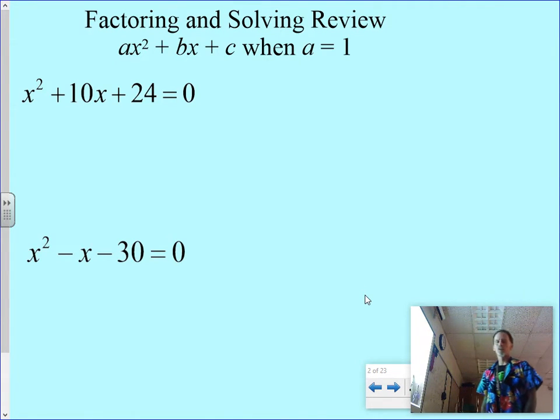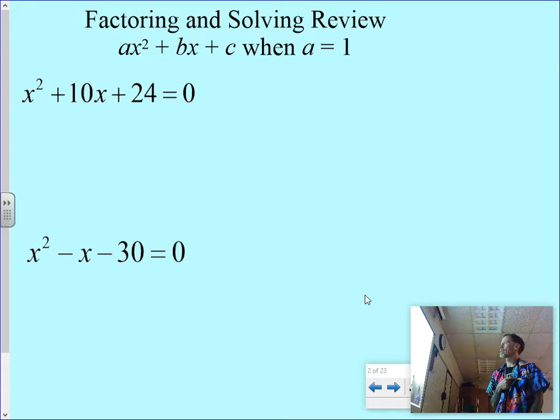Just wanted to run through a couple quick examples today on factoring. And even though it's not really a pre-calculus skill, it's something that we're definitely going to keep on using. So I wanted to run through a couple of examples of factoring and solving quadratics and go from there. So I'm going to jump right into it.